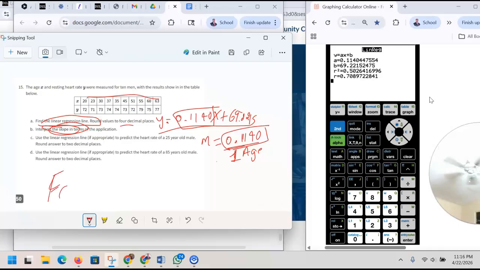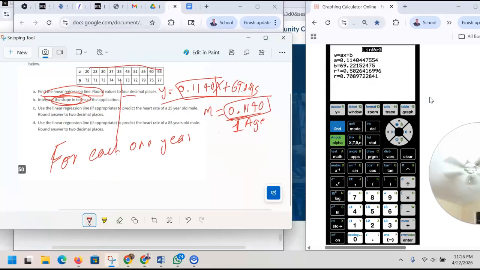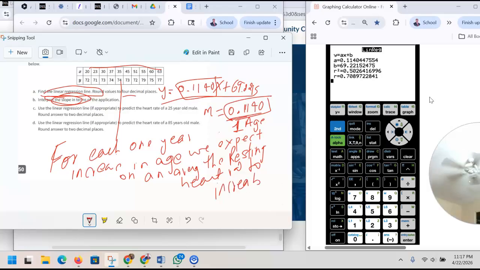So for each 1 year increase in age, we expect, on average, the resting heart rate to increase by 0.11. Okay, that's all it means.